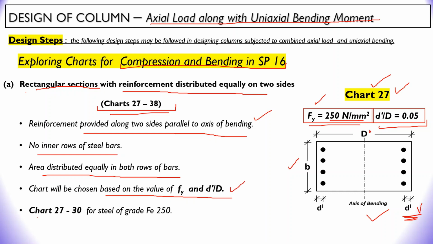And chart number 27 to 30, these charts are relevant for the data when the grade of steel is Fe250. And chart number 31 to 38 are applicable for higher grades of steel. It may be Fe450, 415 or Fe500 accordingly.